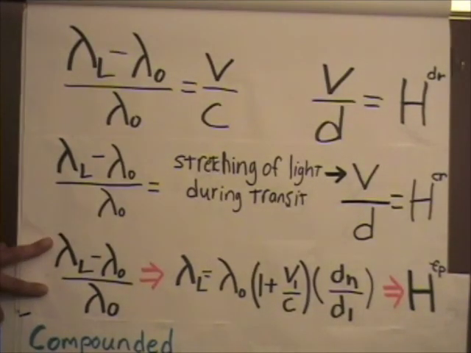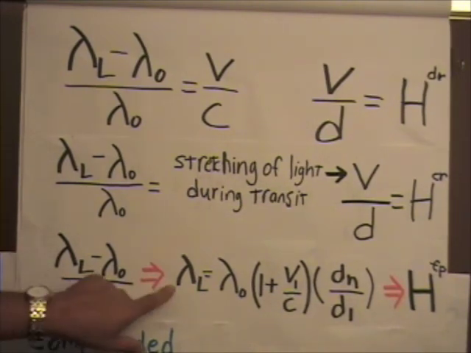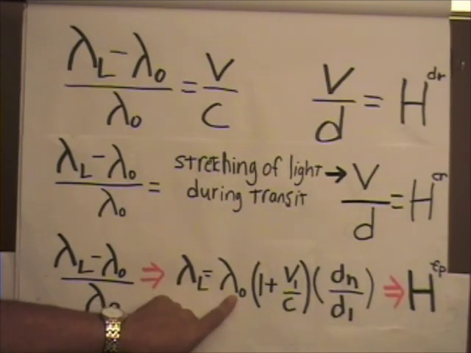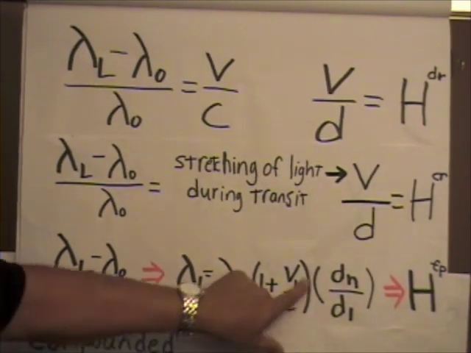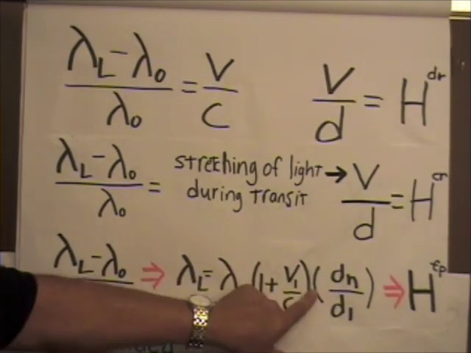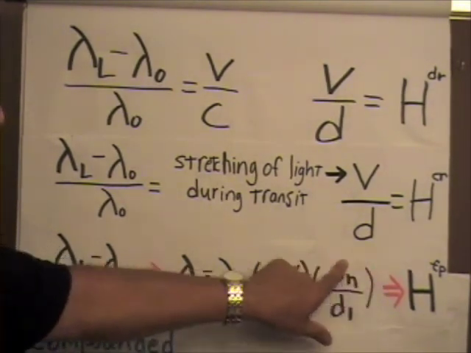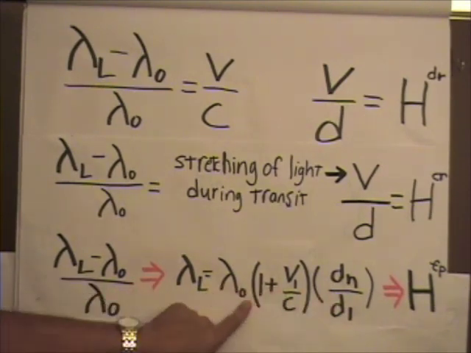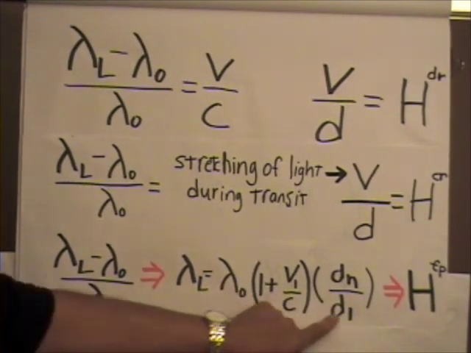And here's where you can see that the order makes no difference. This is the final formula for calculating H from first principles. The final observed wavelength equals the original wavelength times the Doppler redshift component times the cosmological redshift component, and the order of the multiplication obviously makes no difference as to which comes first.